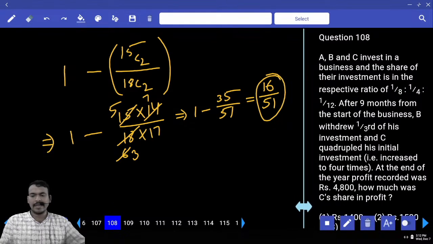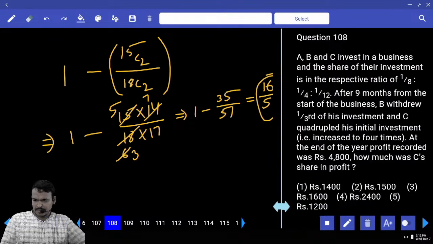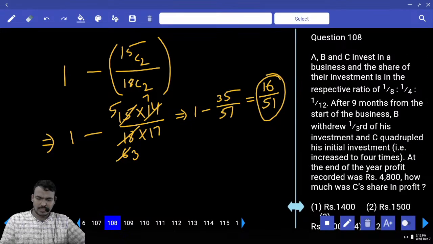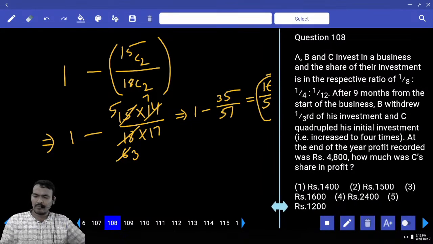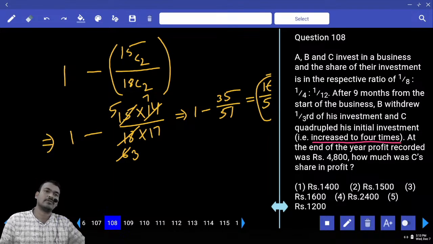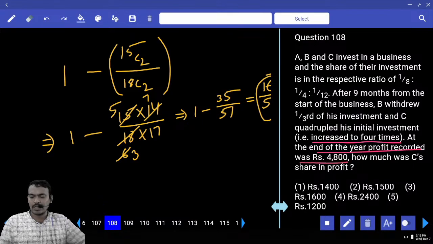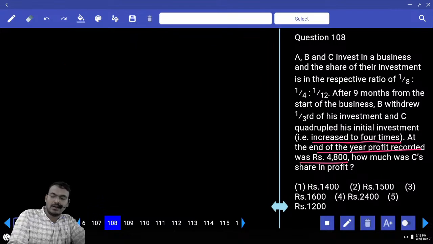Next, question number 108. A, B, C invested in a business and the share of their investment is in the ratio of 1 by 8, 1 by 4, 1 by 12. After 9 months from the start of the business, B withdrew 1/3 of his investment, and C quadrupled his initial investment. Means increase it to how many times? 4 times, clearly mentioned. Increase it to or increased by? Increase it to means the new capital will be 4 parts. At the end of the year, the profit recorded was 4,800. How much was C's share in the profit?